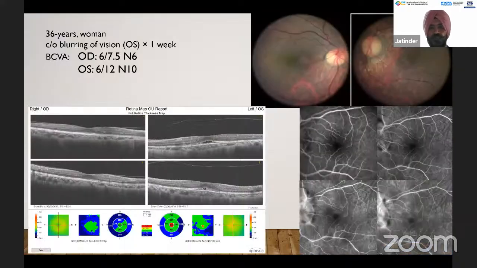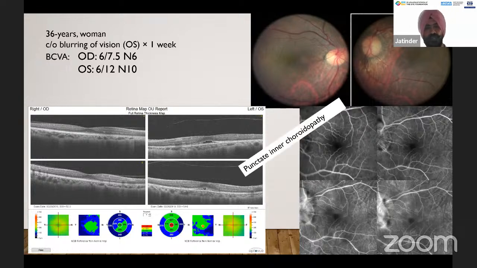This is another woman, 36-year-old. Typically, this disease entity is common in myopic eyes and especially young women. And you see this fluid presented with metamorphopsia and photopsias. Vision is not significantly affected, but subjectively, vision was quite severely affected. So on FFA, you can see a picture which is identified as punctate inner choroidopathy.